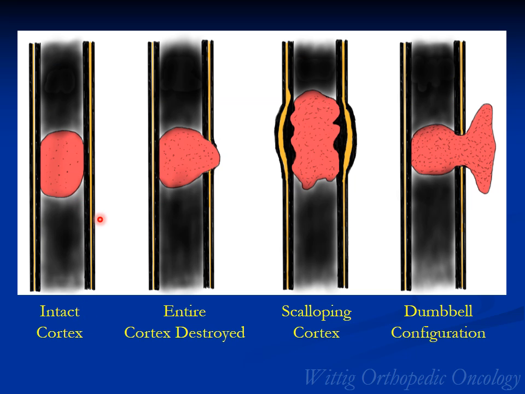This is just showing you the various stages of tumor growth through the cortex. You can have a completely intact cortex. You can have an area where the tumor just pokes through or destroys a small area. You can have endosteal erosion or scalloping of the endosteal surface, and you can have a dumbbell configuration of a tumor, whether the tumor extends from inside to out or outside to in.